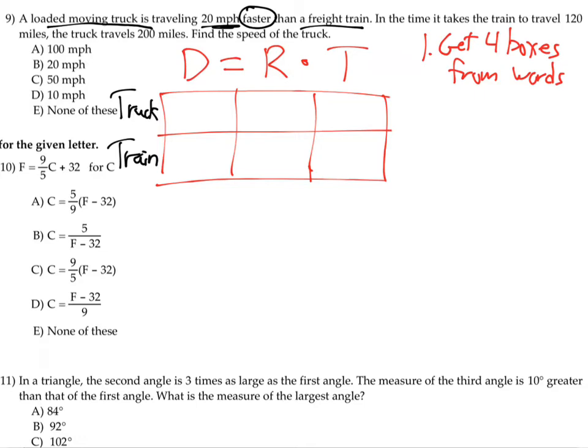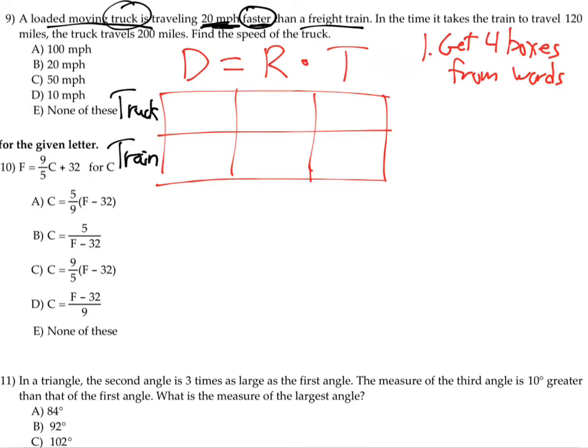So, what are they saying? The truck is 20 miles an hour faster than the train. The truck's 20 faster than the train, but I don't know what the train is. Somebody would just tell me the train, like maybe the train's going 40, then the truck's 20 faster, the truck could be going 60, but I don't know what the truck's doing, or the train's doing. The truck's going 20 faster than the train, but I don't know what the train's doing.